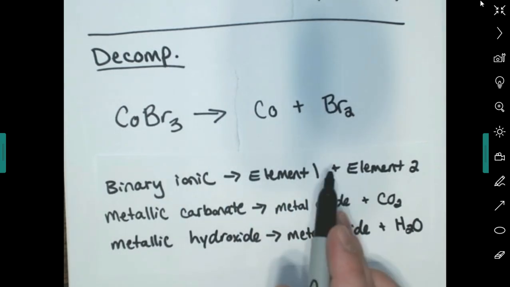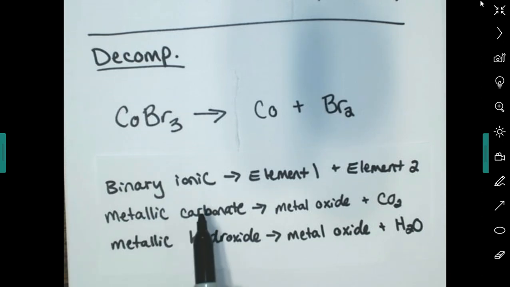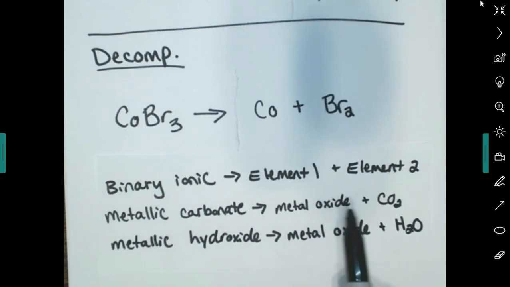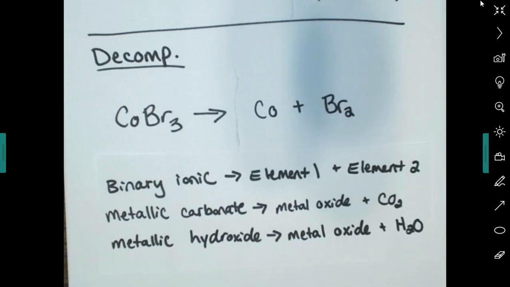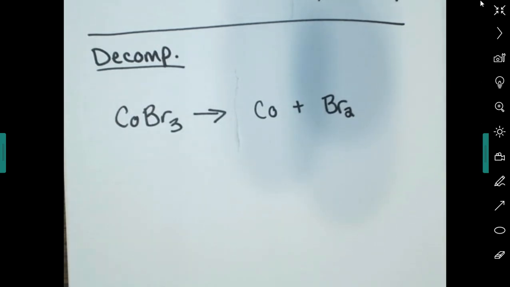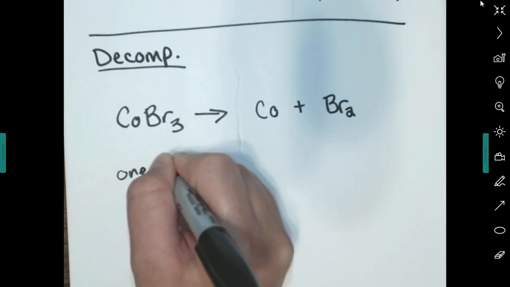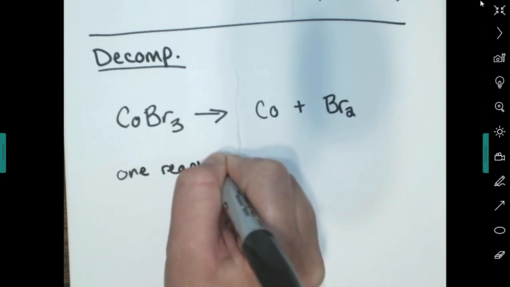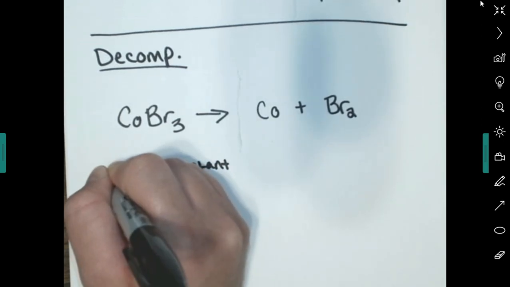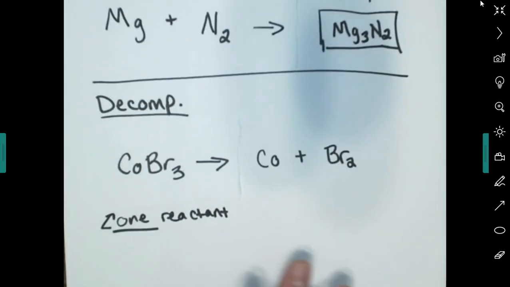So very simple. The other situations you might be given, and these are in your notes, are if it's a metallic carbonate, it would break up into the metal oxide and carbon dioxide. If it's a metallic hydroxide, it would break up into the metal oxide and water. Okay, so you might see those as well, so keep those in mind if you see that for a decomposition reaction. Okay, and again, you know it's a decomposition reaction because there's only one reactant. Okay, one reactant. Synthesis is one product, decomposition is one reactant.